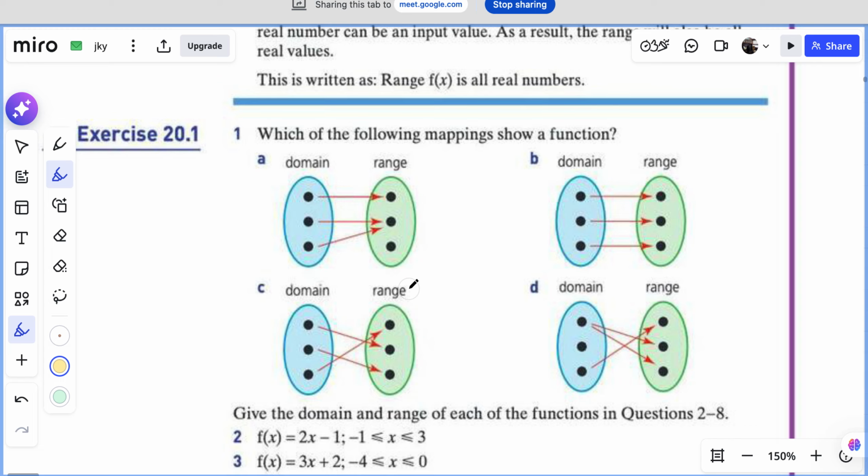Then the last rule is make y the subject. To make y the subject, first move this negative 3 to join x, because we want to make y the boss. So move this negative 3 to the left, it becomes plus, x plus 3. Then divide both sides by 2 in order to find y. So y will equal x plus 3 over 2.